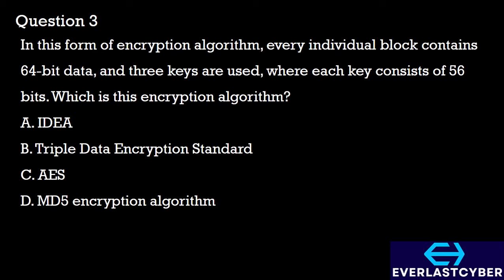Triple Data Encryption Standard operates on 64-bit data blocks just like its predecessor, and it also uses 3 56-bit keys totaling 168 bits for encryption. This provides enhanced security compared to the original DES algorithm. The Triple Data Encryption Standard also applies the DES algorithm 3 times. So it encrypts, decrypts, and then encrypts again, which makes the name triple DES.